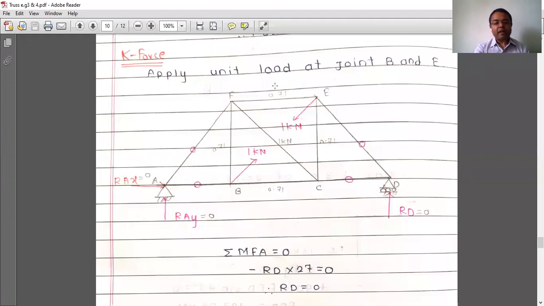Again, we can curtail the example. This is a total square, so it is totally symmetric. That's why whatever force is in the member BF, the same force will be there in EC. And whatever force is in the member FE, the same force will be there in BC.